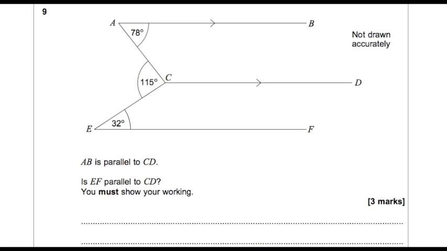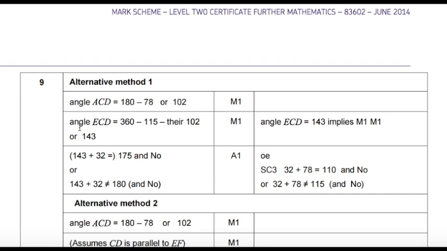So I think that takes a bit of explanation in the mark scheme. First of all, you get a mark for finding angle ACD, a mark for finding angle ECD, so that's 2 out of the 3 marks, a mark for adding them up, and you need to conclude it. So this equals 175, and you need to say no, or say that it doesn't equal 180, so you need to actually answer the question and say no.